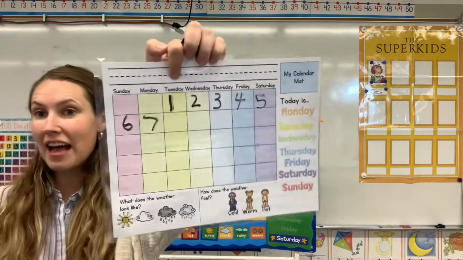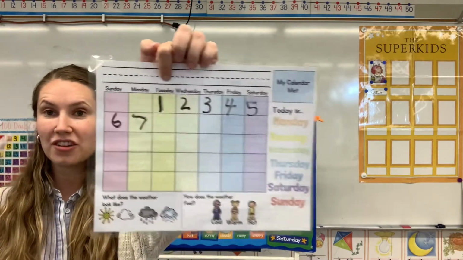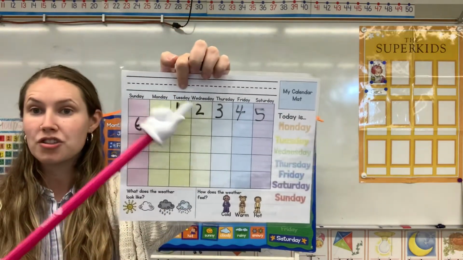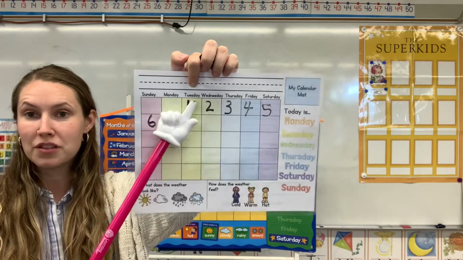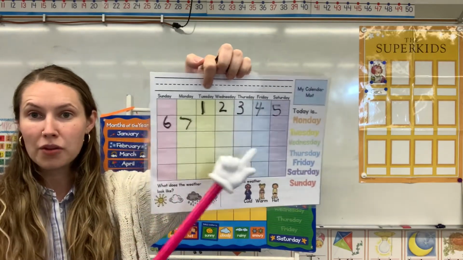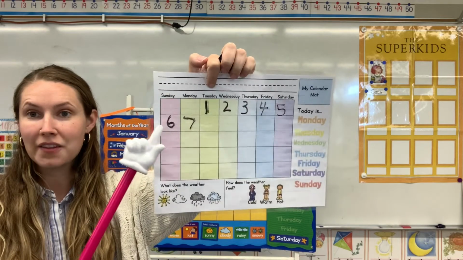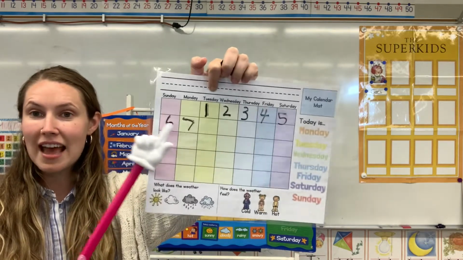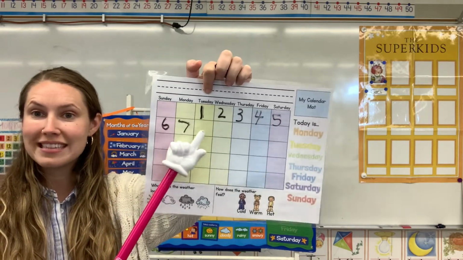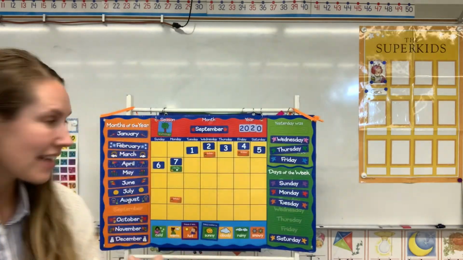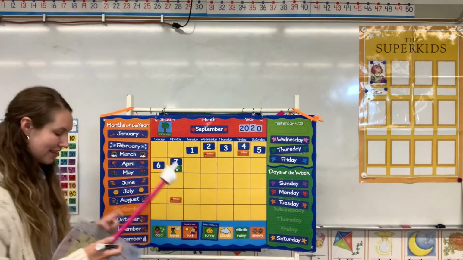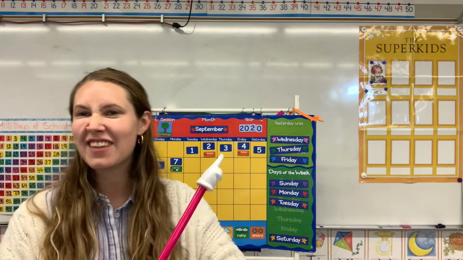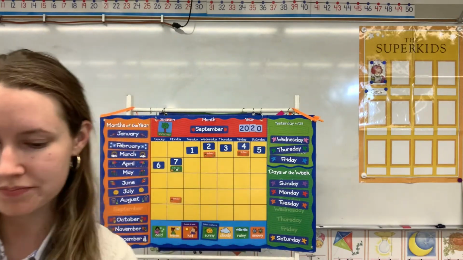So right now your calendar mat should look like this. It should have all of your numbers starting on the first of the month, which was a Tuesday, going all the way across the first line, starting back on the left side for Sunday. And now we're going to fill in today, and today is the 8th. We need to find an 8 and figure out what an 8 looks like.